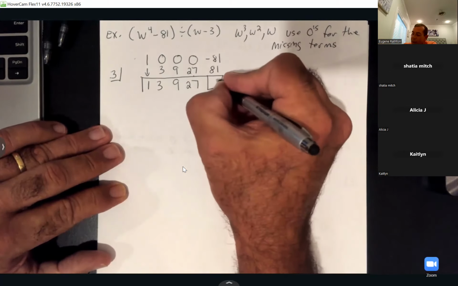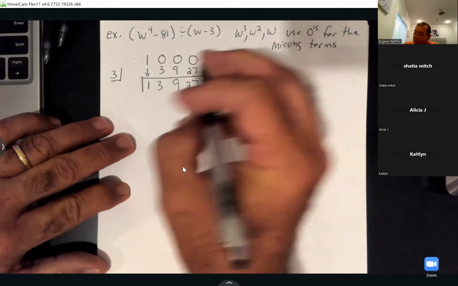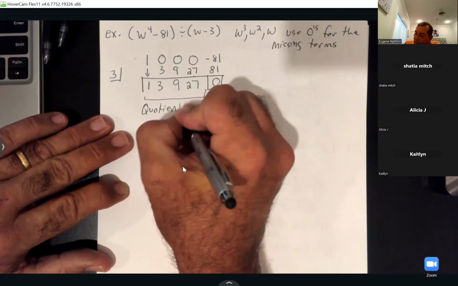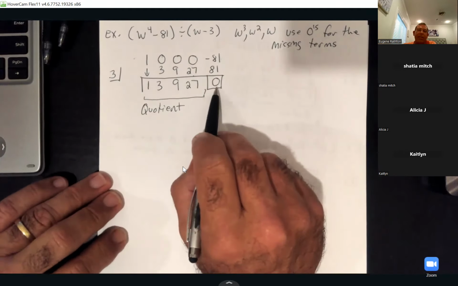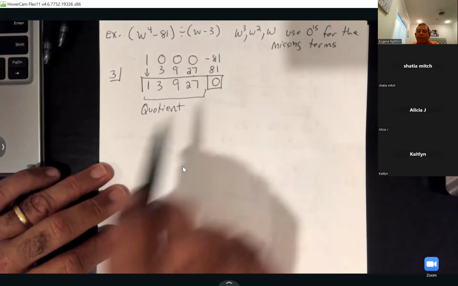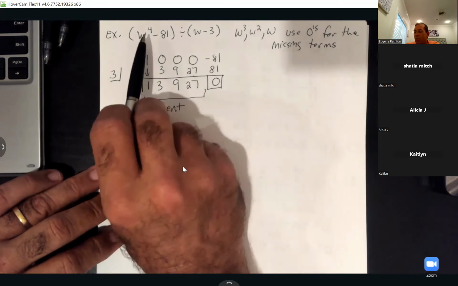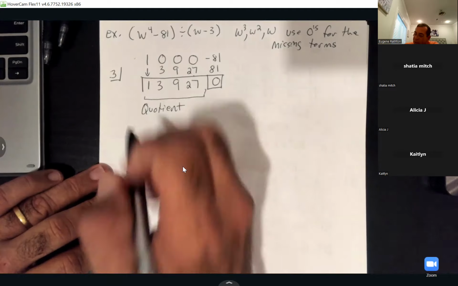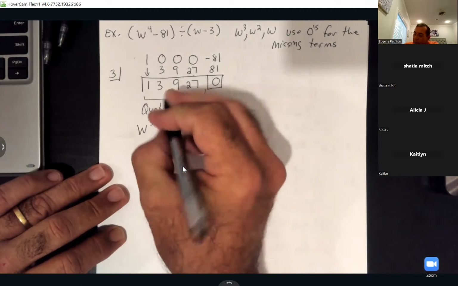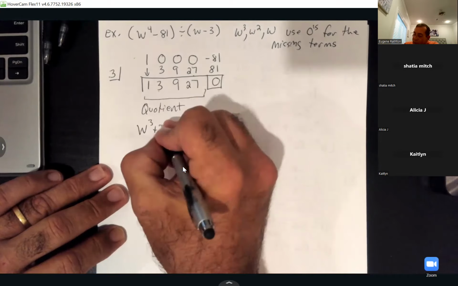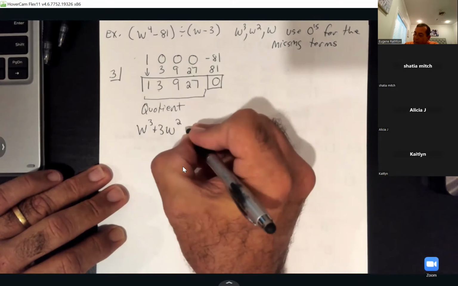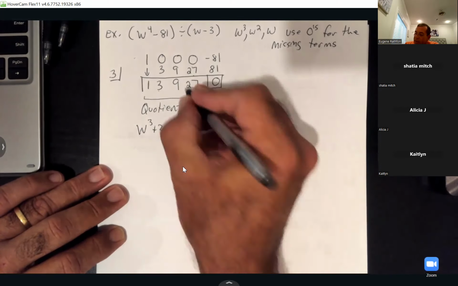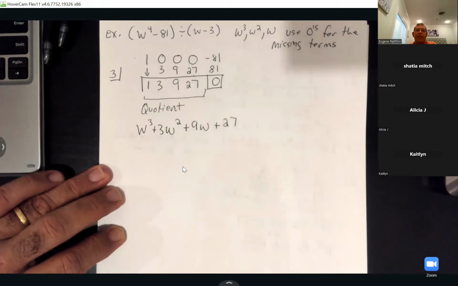-81 and 81 give me a remainder of 0. So here's my quotient. But then my remainder is 0, so I'm not going to have to write that this time. But y'all remember the quotient starts 1 degree less than that W^4. So that means you've got 1W^3 + 3W^2 + 9W + 27.